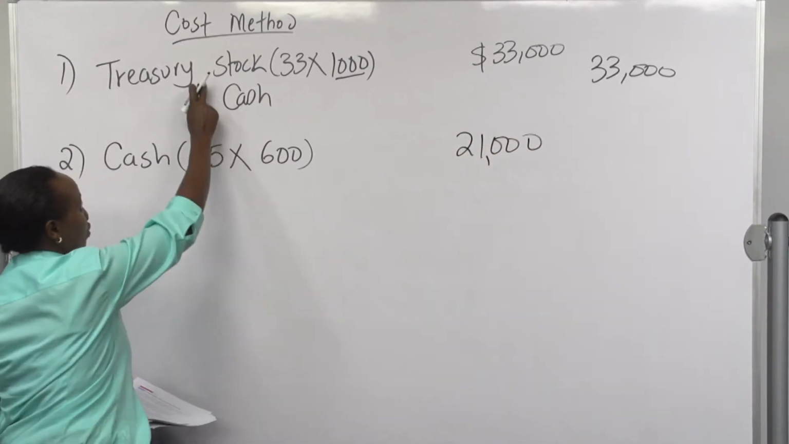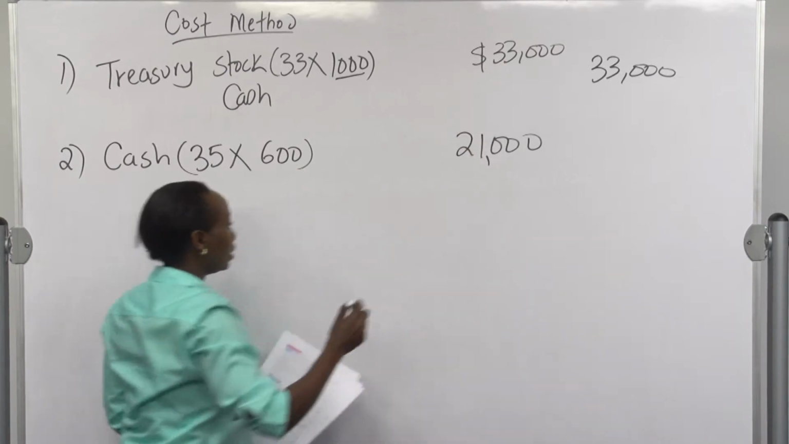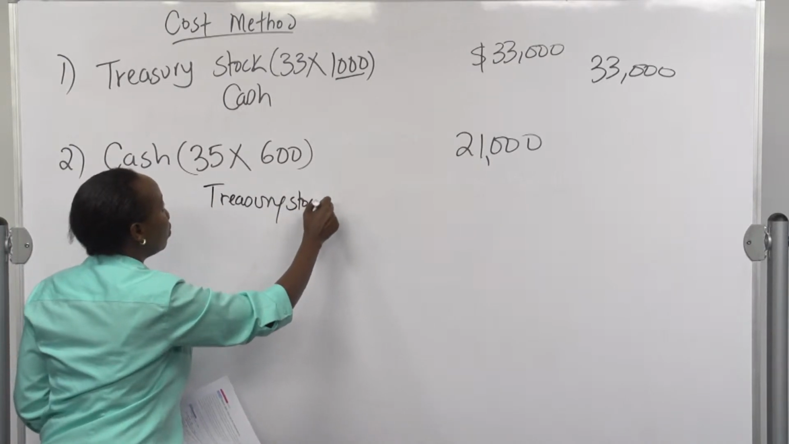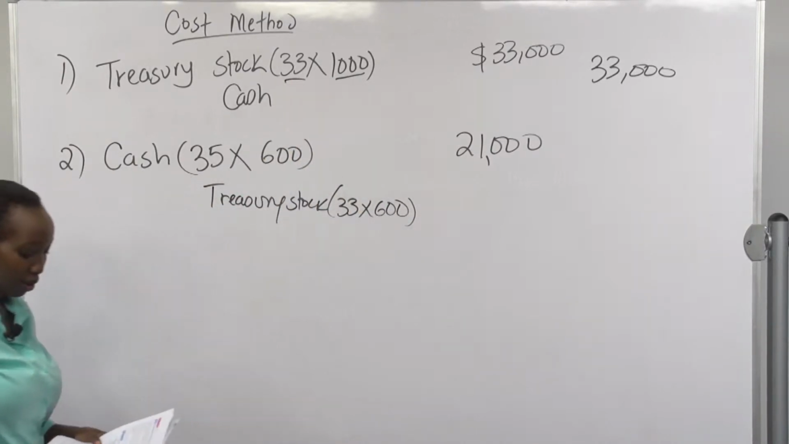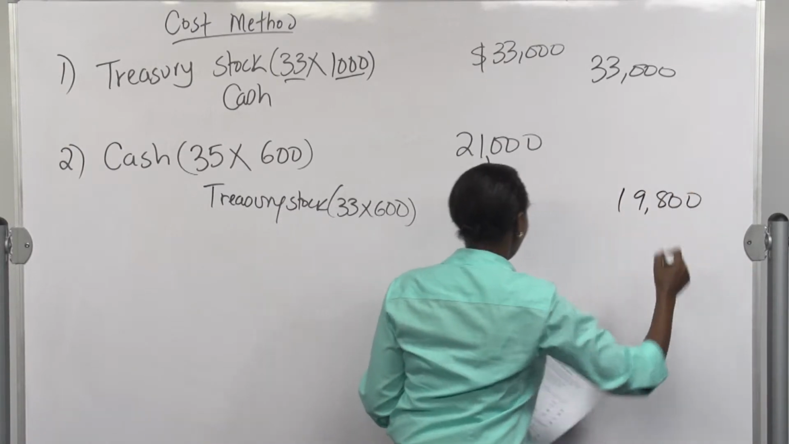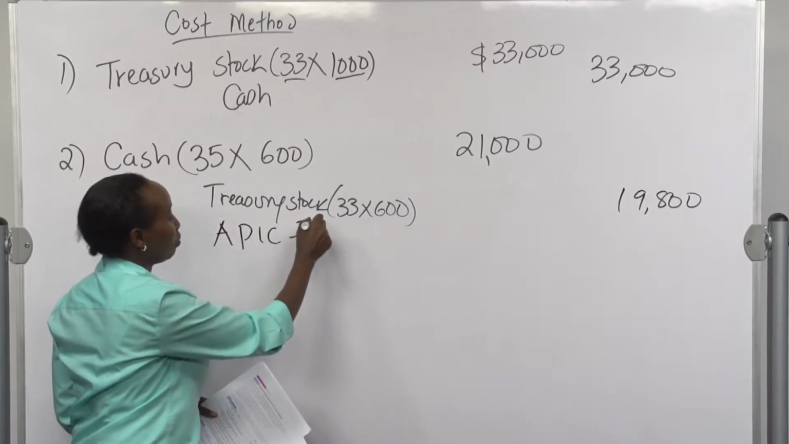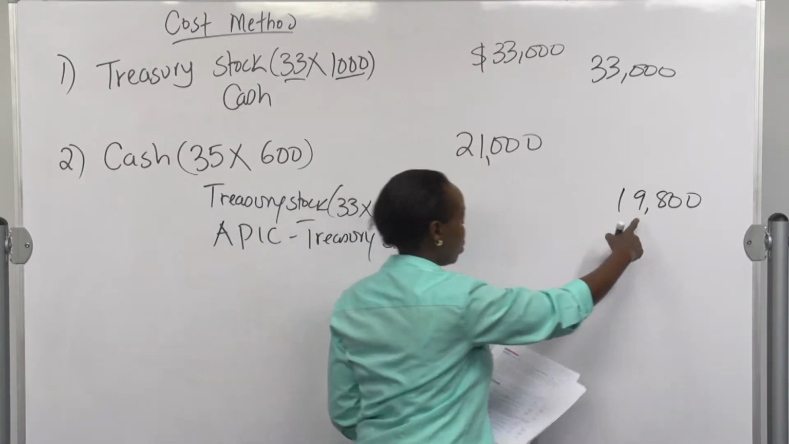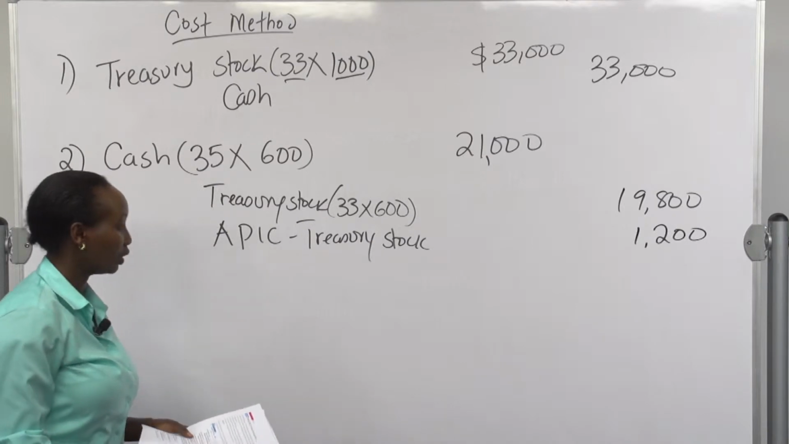And then we remove the portion for the 600 shares out of this amount here. So a credit to treasury stock for $33 multiplied by 600, that $33 being the original price that we had on there, so $19,800. The difference is additional paid-in capital from treasury stock. So we take 21,000, subtract 19,800, so we have 1,200 for additional paid-in capital.